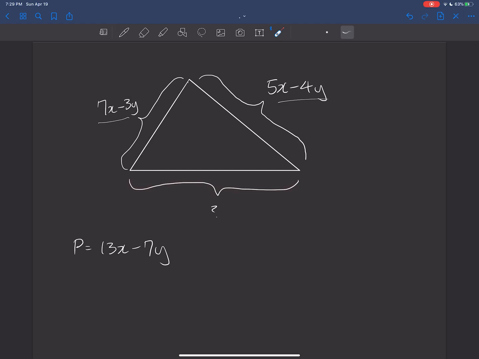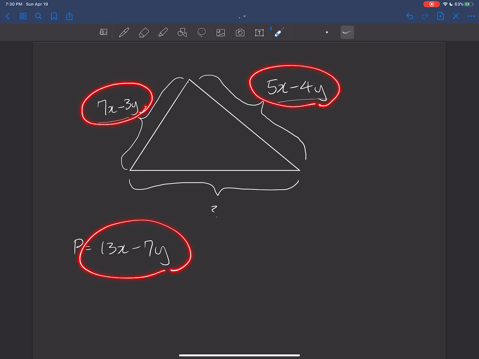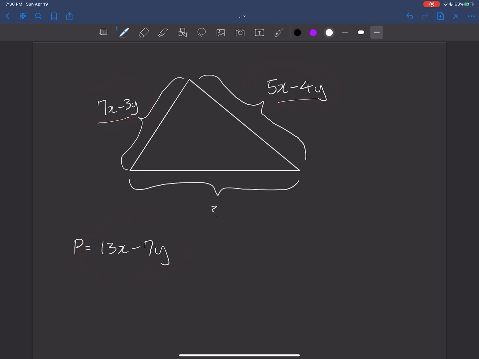Okay, then the length of this side plus the length of this side and plus the length of the side that we are trying to find would equal the perimeter. So to find this, we would have to subtract the lengths of the two sides from the perimeter. So let's do that. 13x minus 7y, the perimeter, minus the first side, 7x minus 3y, minus the second side, 5x minus 4y.